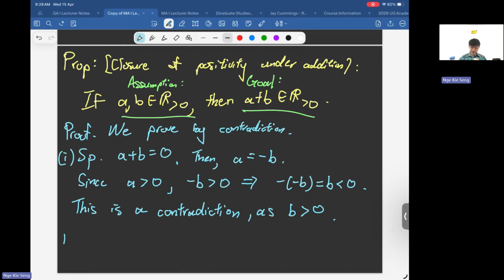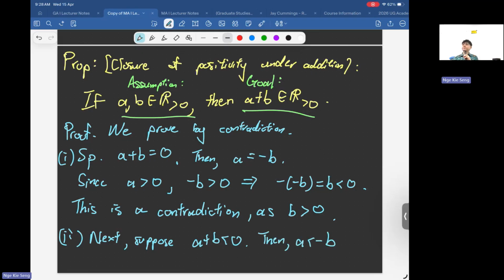Let's continue. So this is the first one. How about the second one? Next, suppose A plus B is less than 0. We need to rule out another case. In this case, we get A is less than minus B. Similar thing. So how do we do the analysis now?